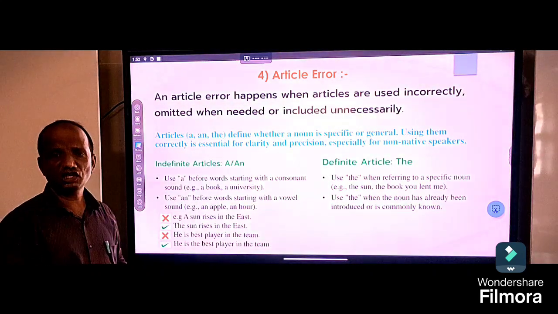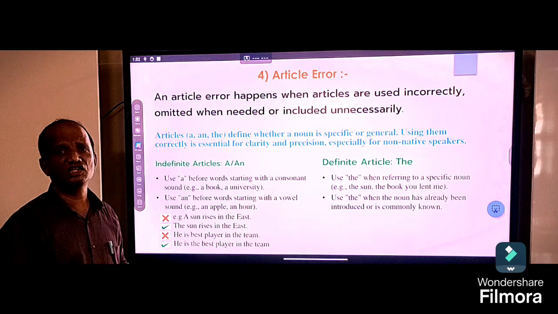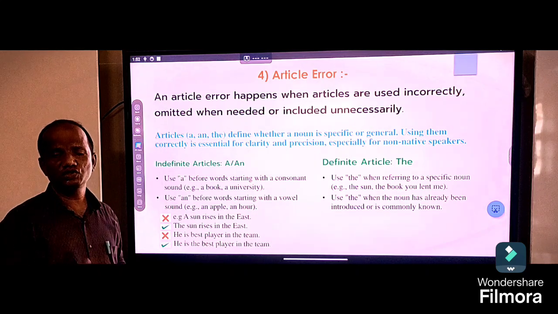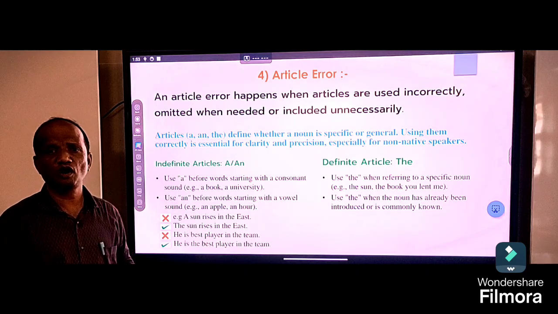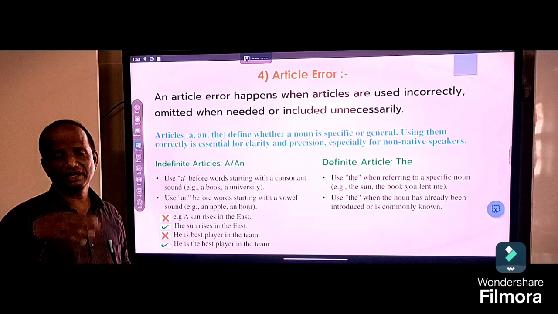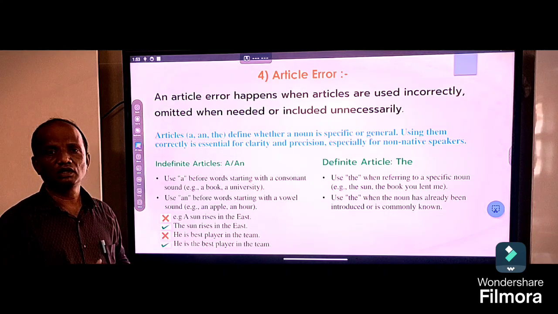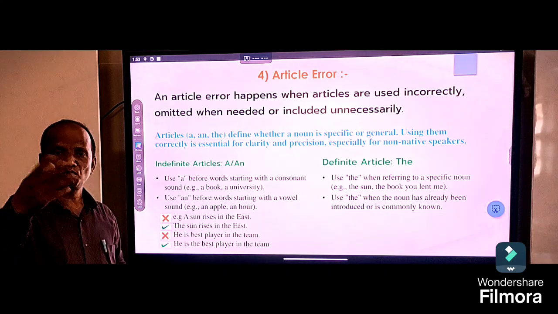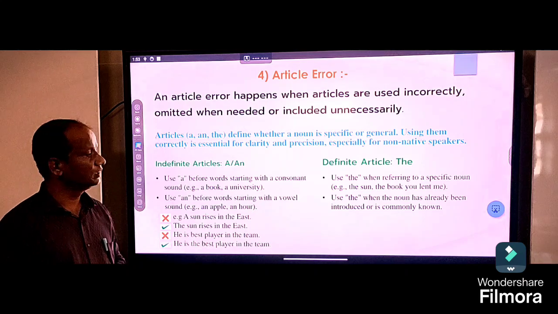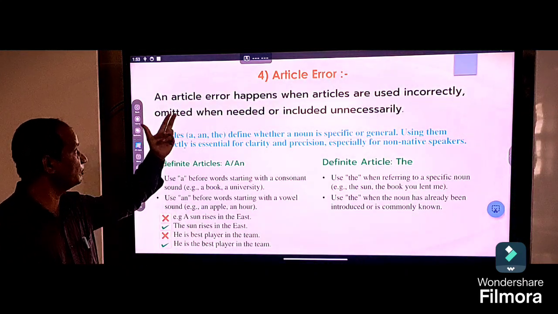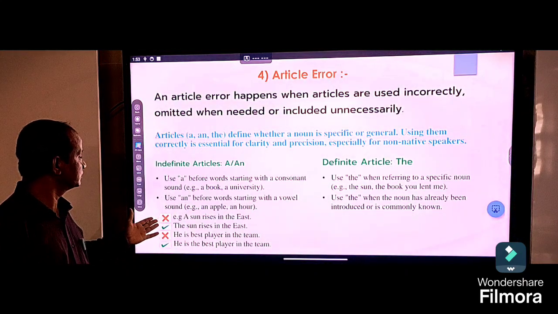The article "the" is also used before unique things. The article is used before superlative forms of degree. The article is also used before a noun when it is mentioned for the second time. Here I have stated some examples of article errors before you.